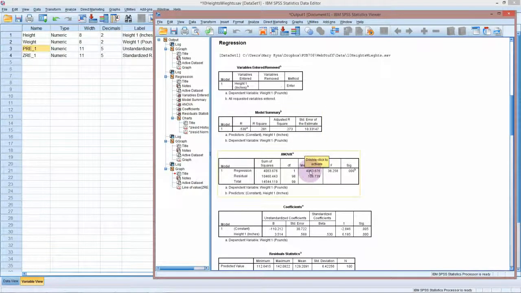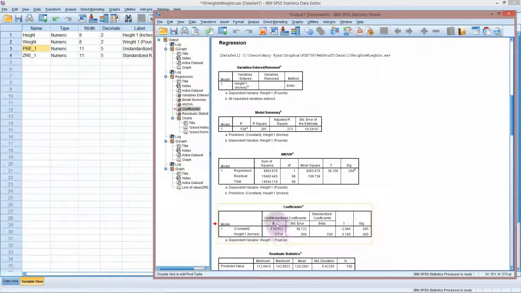You can ignore the ANOVA table for now. You'll see that there is a test going on here, and this is just testing to see if the whole model together is significant. I'm not really too interested in that. What I'm interested in is the coefficients. So here we have the constant, which is the intercept for the model, which is also not particularly interesting, and here we've got the height.